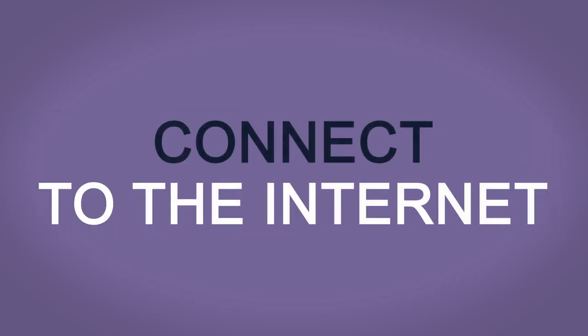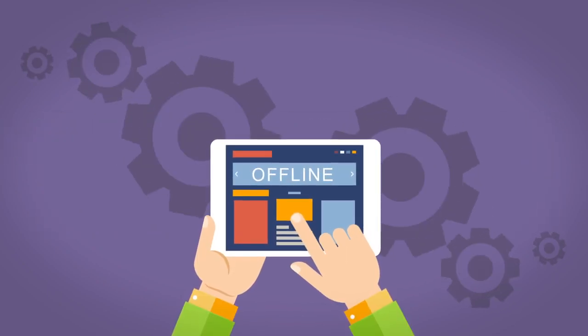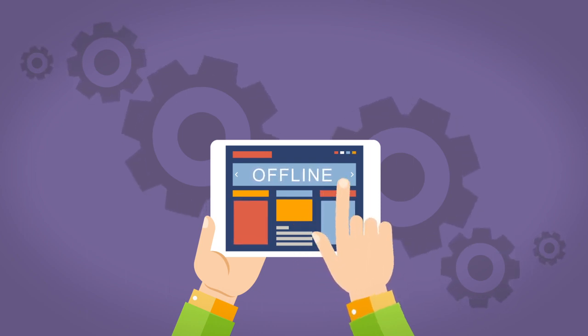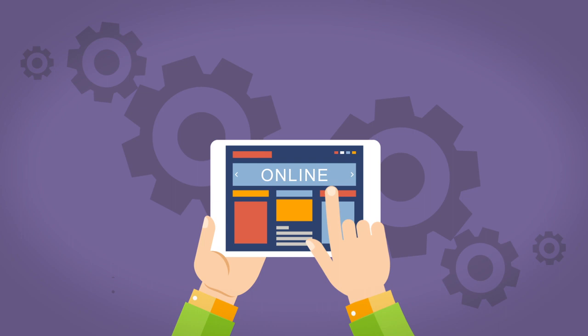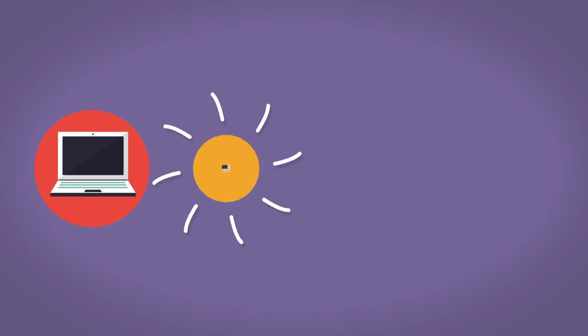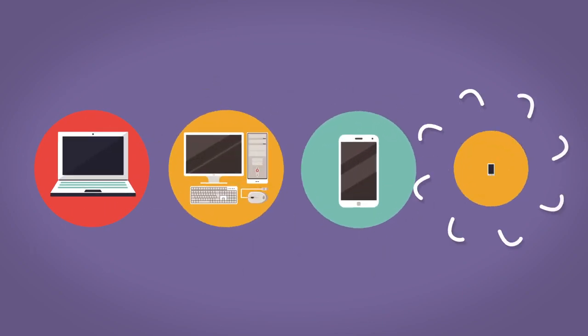Connect to the Internet. To access information and communicate online, you first need to connect to the Internet. To do this, you need an appropriate device and access to a network. The most common devices that people use to go online include laptops, desktop computers, mobile phones, and tablets.